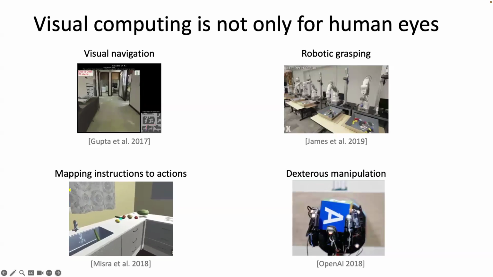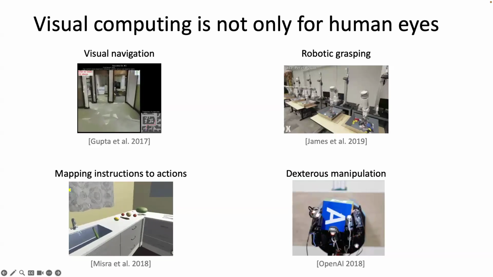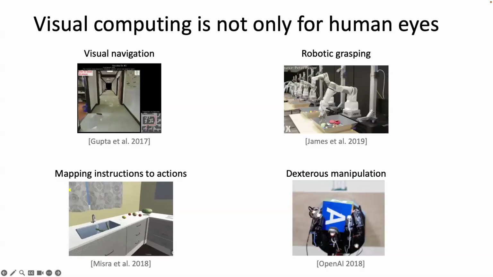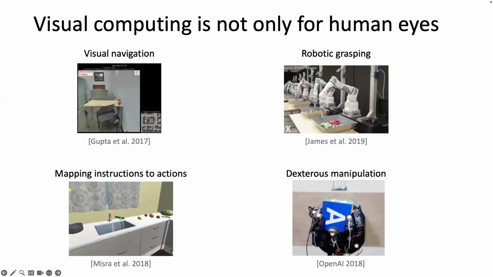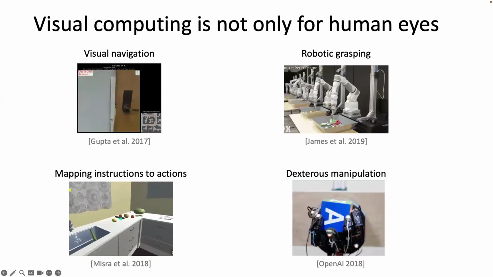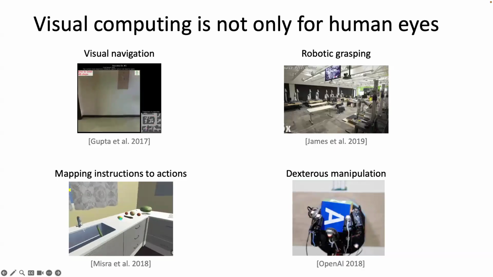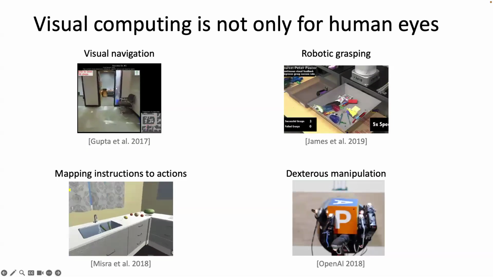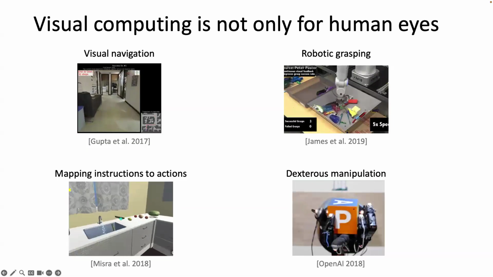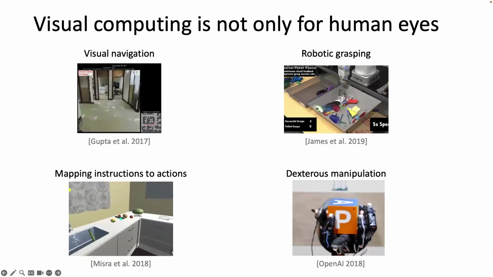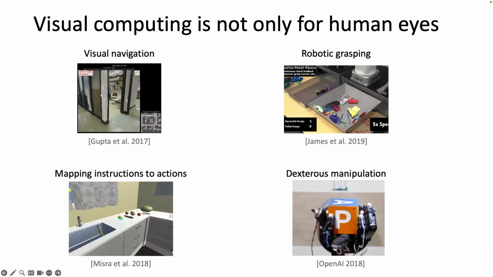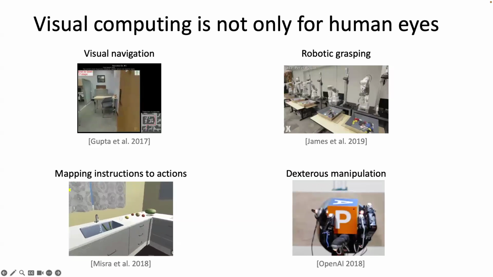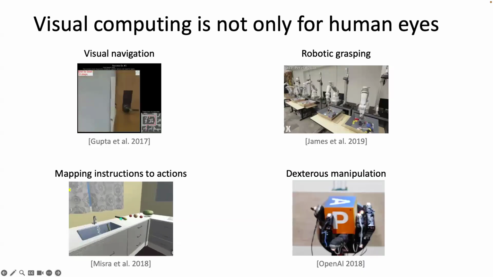Here you see some examples: visual navigation, robotic grasping, dexterous manipulation. These are just a few examples that have in some way used rendering to create data that is useful for training and evaluation of various methods that do navigation, manipulation, grasping, and so forth. That's the main reason for this focus, because nowadays it's actually useful to generate visual content not only for human eyes.